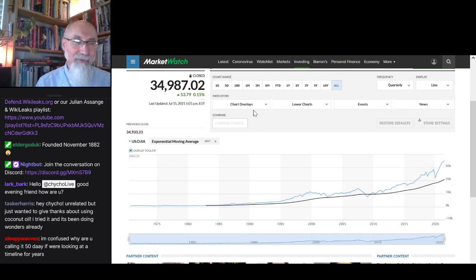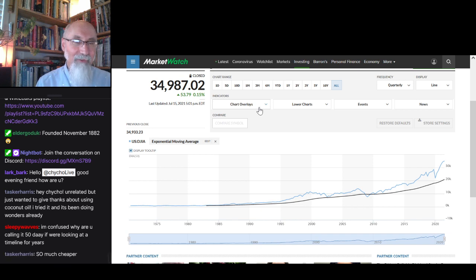Sleepy Ways: I'm confused, why are you calling it 50-day if we're looking at a timeline for years? Take a look at this. This is the timeline from 1970 to 2020 to today. But the 50-day moving average does this, Sleepy Waves: it takes the last 50 days, averages that price, and plots the data point.